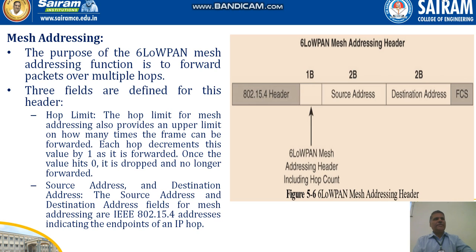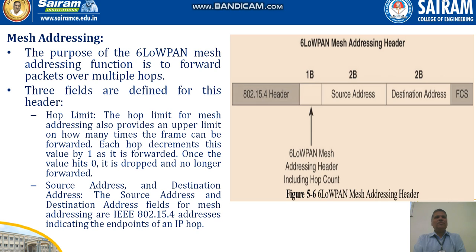This is mesh addressing, where the header for mesh addressing for 6LoWPAN is shown over here. Then we have the 6LoWPAN mesh addressing header, including the hop count. Then we have a source address with 2 bytes and a destination address with 2 bytes. Let us see what this mesh addressing is.